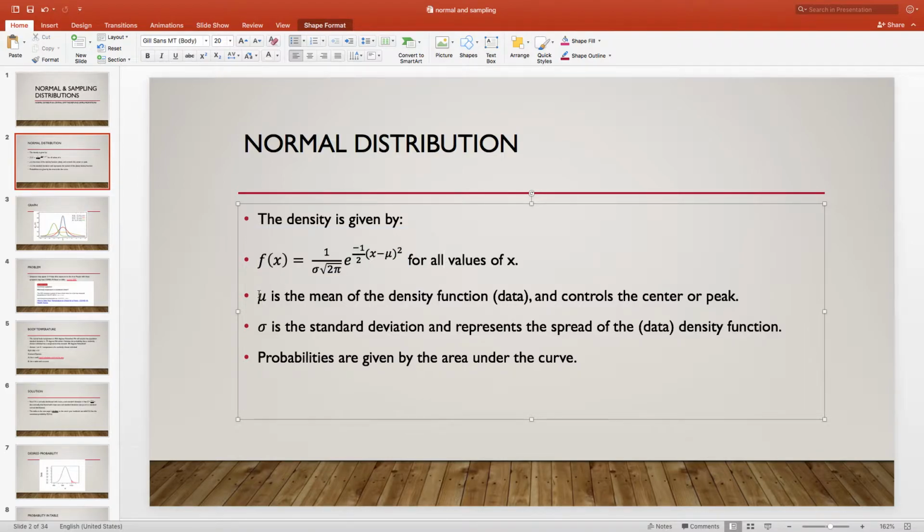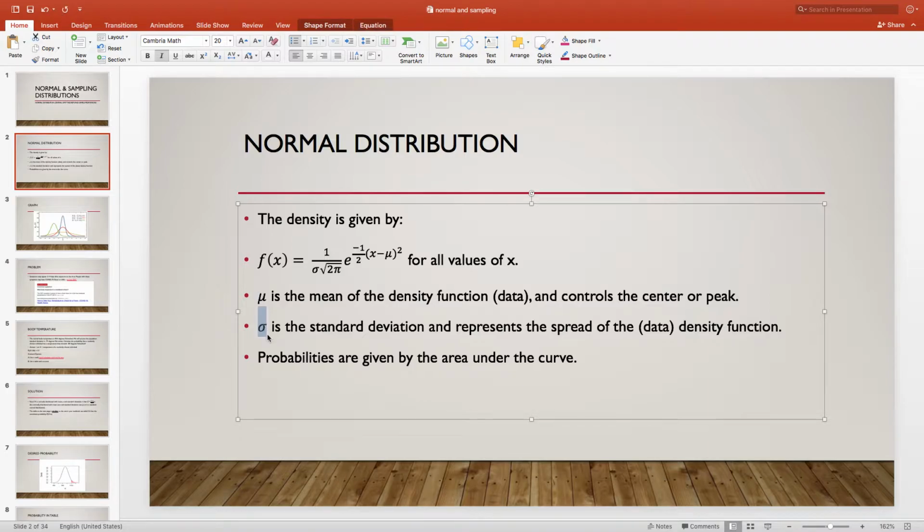So this letter mu represents the population mean, and it's estimated by the sample mean. It's also where the peak occurs in the bell distribution, and I'll show you that bell shape that we've talked about.